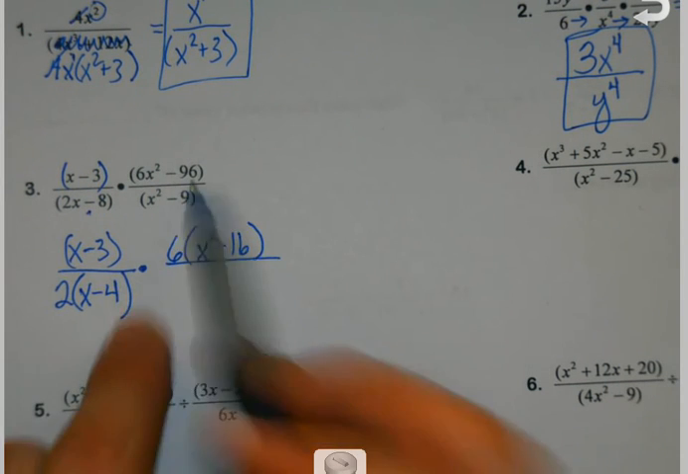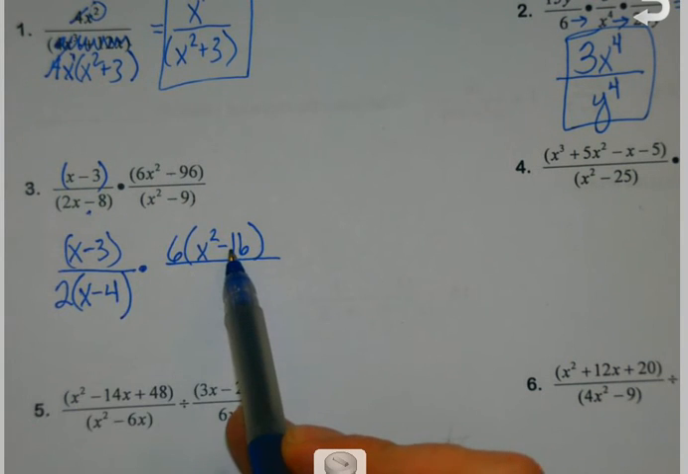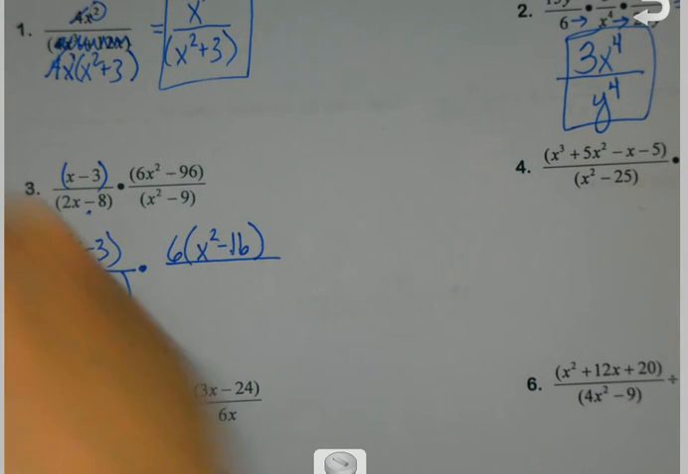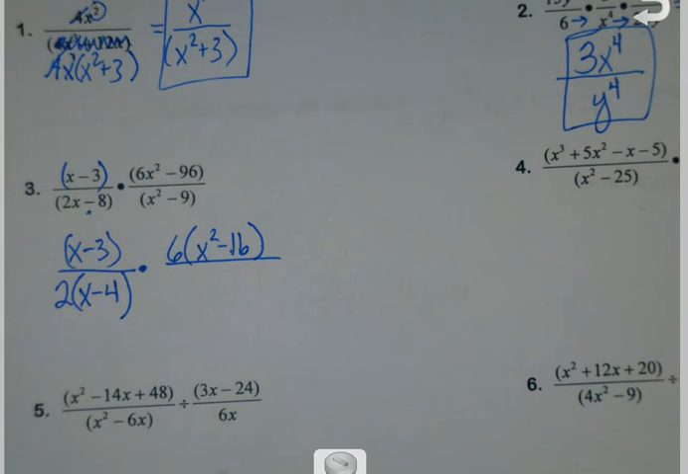To get to negative 96, yeah, it's got to be negative 16. Yep, negative 96 divided by 6 is negative 16. So that's what he has up there. Okay, I get it.